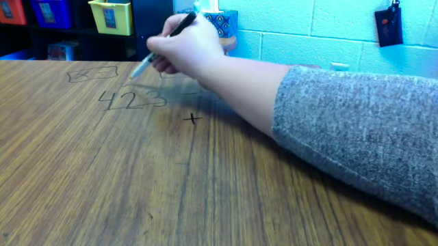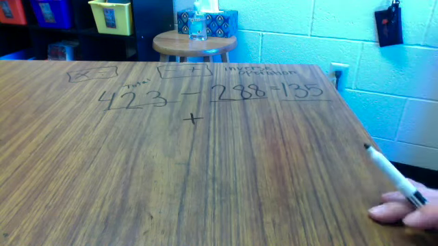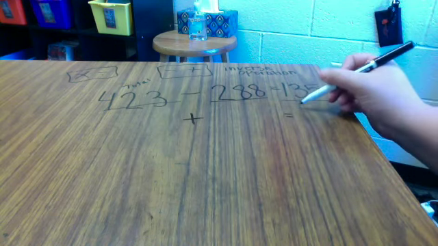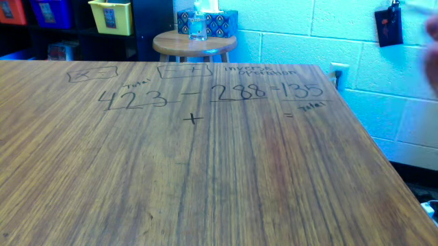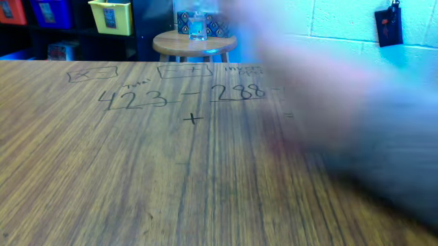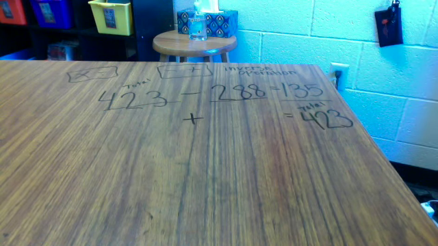So when I subtract, my big number, or like my total, is first in the problem. But when I add, my total is usually my answer, right? It always is my answer. So my total is my big number. So 423 is going to go after that equal sign.